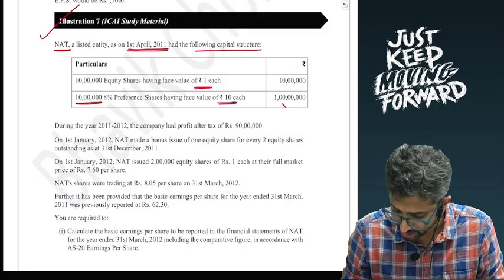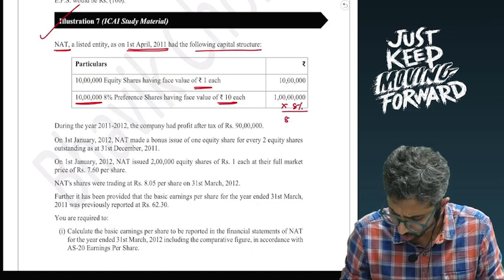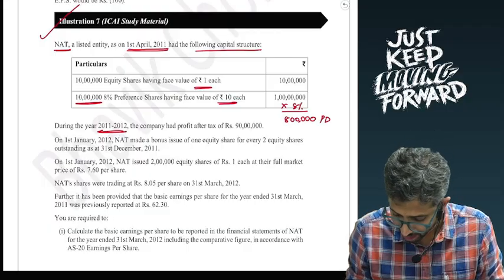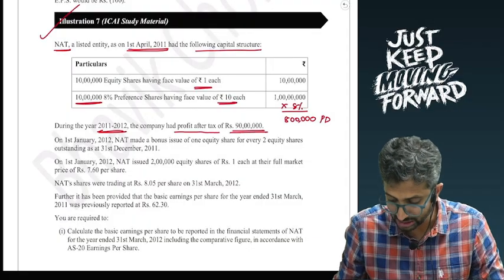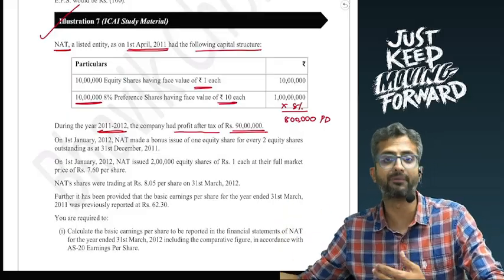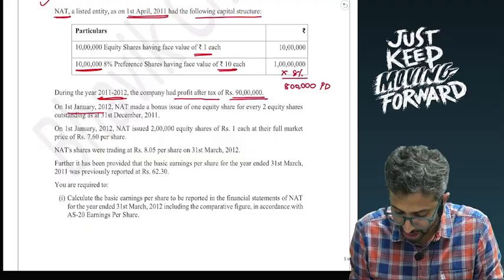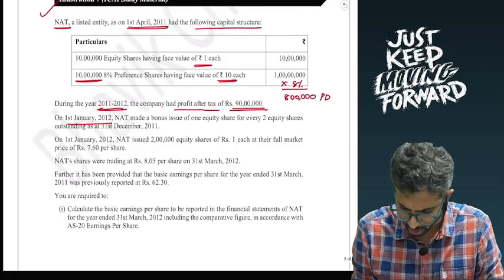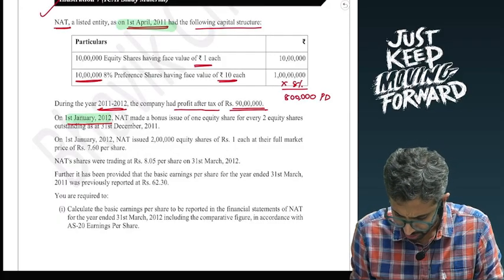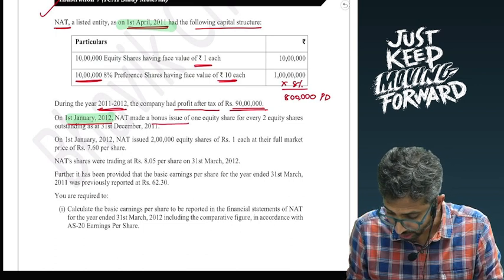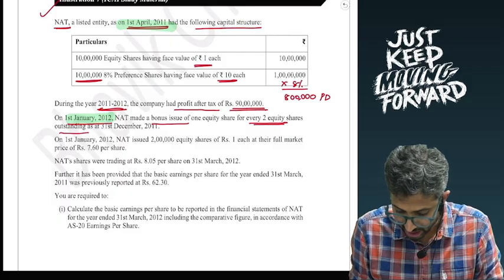So basically these preference shares, 1 crore into 8%, so probably around 8 lakhs will be the preference dividend if applicable. During the year 11-12, the company had a profit after tax of rupees 90 lakhs. Now this is profit after tax. Usually preference dividend is an appropriation and hence is considered after PAT. On 1st January 2012, so this is somewhere during the year, maybe 9 months later, NAT made a bonus issue of 1 equity share for every 2 equity shares outstanding on 31st December 11.